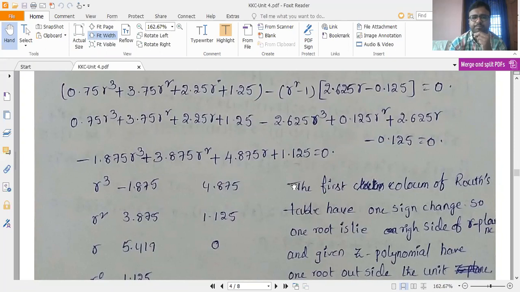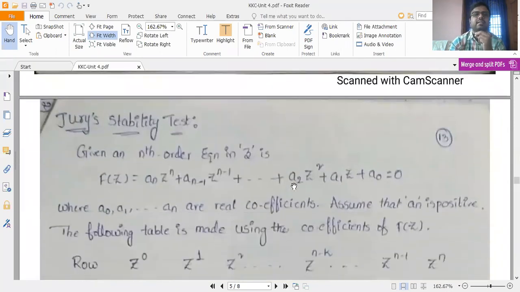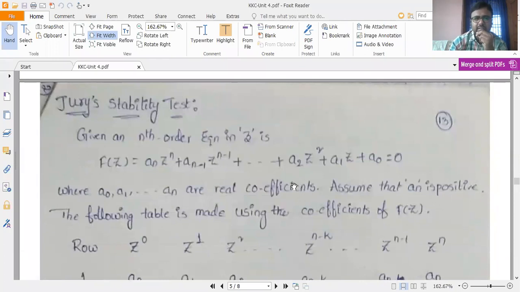Okay. So in this way, we are going to solve the problems regarding the bilinear transformation. In the next class, we will see more problems based upon this bilinear transformation method, as well as the Jury stability test, which we are going to discuss now. So the next method we have is the Jury stability test.